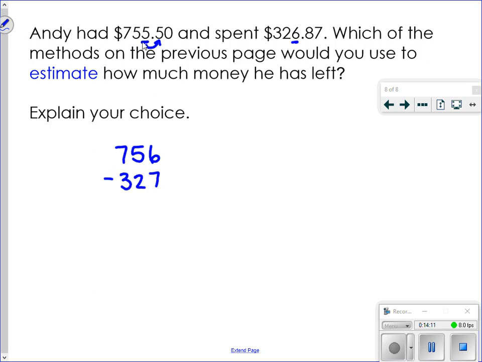He spent approximately $327. So in my head, I can just really quickly figure out approximately how much money he has left. 6 minus 7, well, I can't do that, so I go next door. I borrow 1 from the tens. That puts 10 more here, but I already have 6, so I have 16 now. 16 minus 7 is 9. 4 minus 2 is 2. 7 minus 3 is 4. He has approximately $429 left.